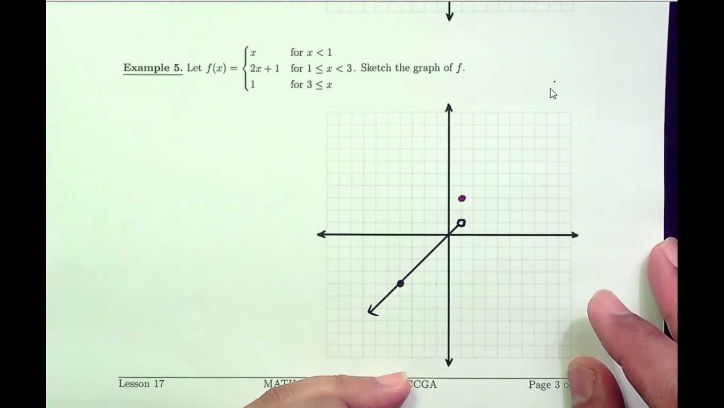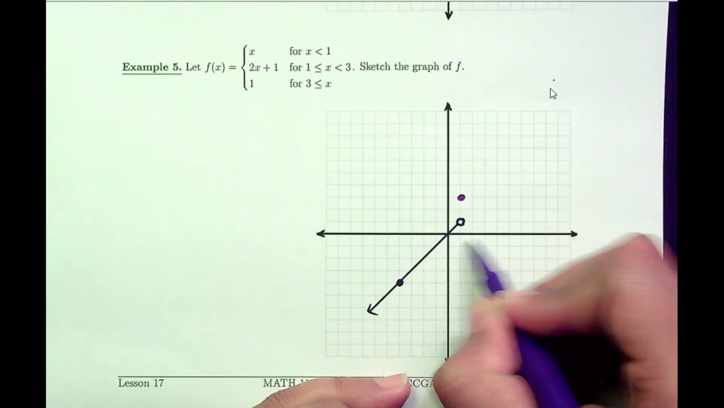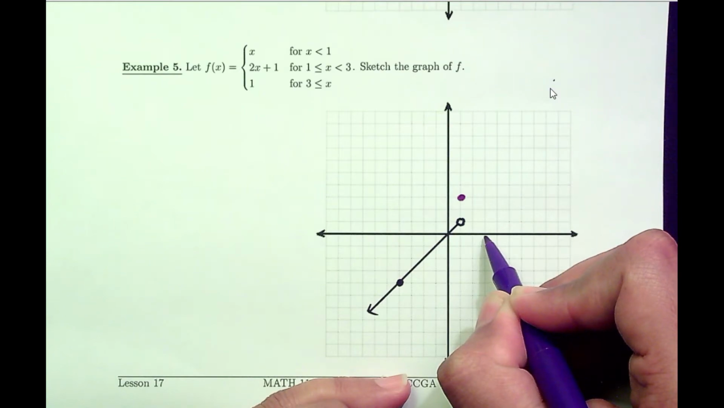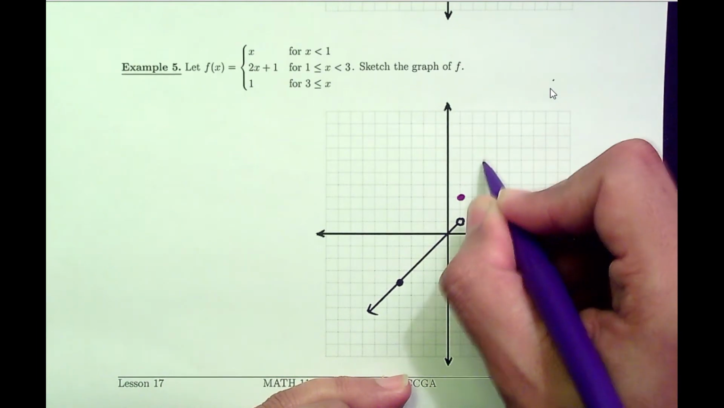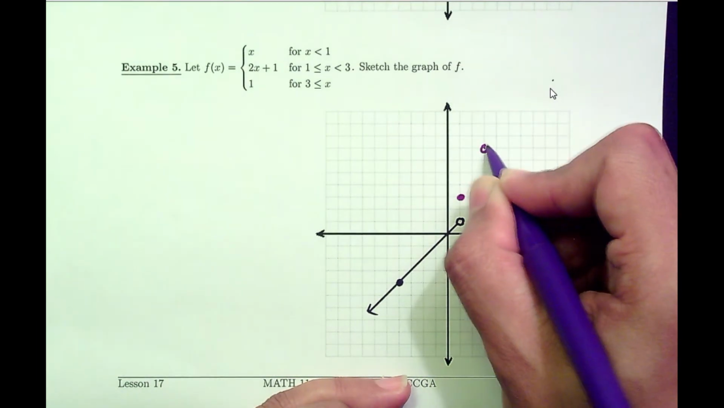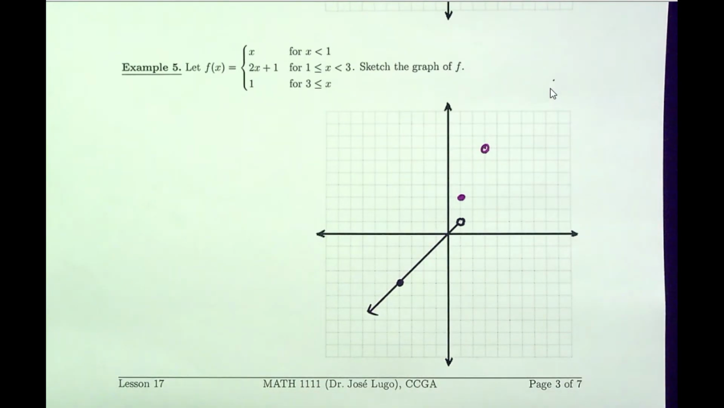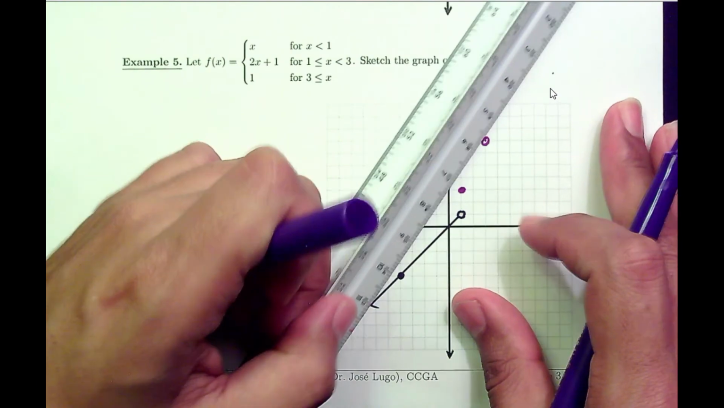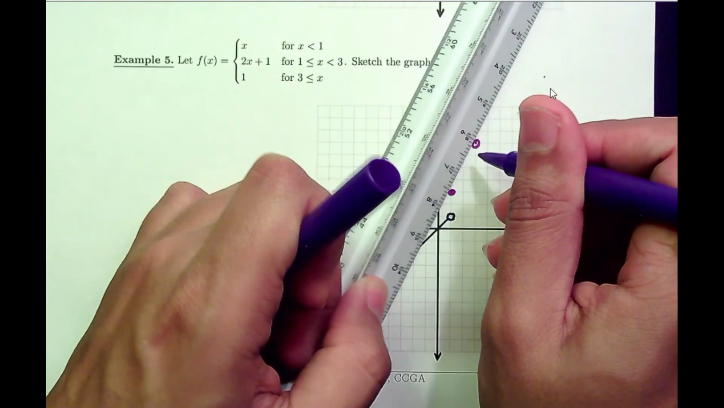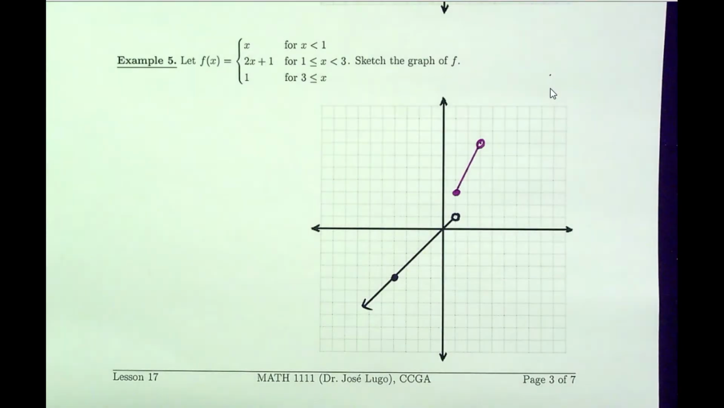Now plug in x equals 3 to see where it ends. It's a line, so it's going to be a line segment. Plug in 3 in the middle formula, you get 7. 1, 2, 3, 4, 5, 6, 7. And that one is not included. Remember, that one is not included. Connect these two dots, and that's the graph for the middle piece.